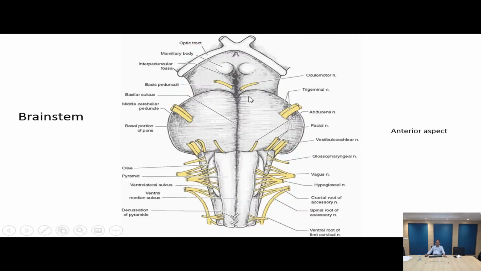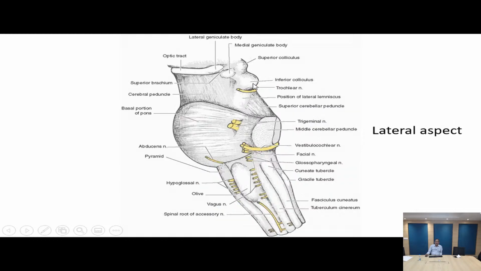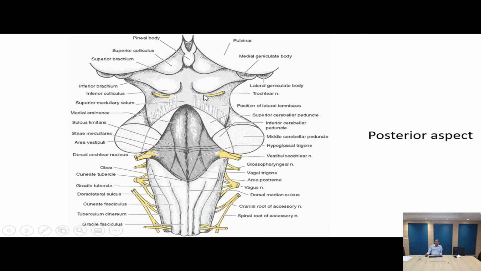Now this is a diagram. You can see the various cranial nerves. Students, you know that there are 12 pairs of cranial nerves, and this is the midbrain, this is the pons, and this is the medulla. From the midbrain, the third cranial nerve is coming out, and from the back of the midbrain, the fourth cranial nerve comes out.